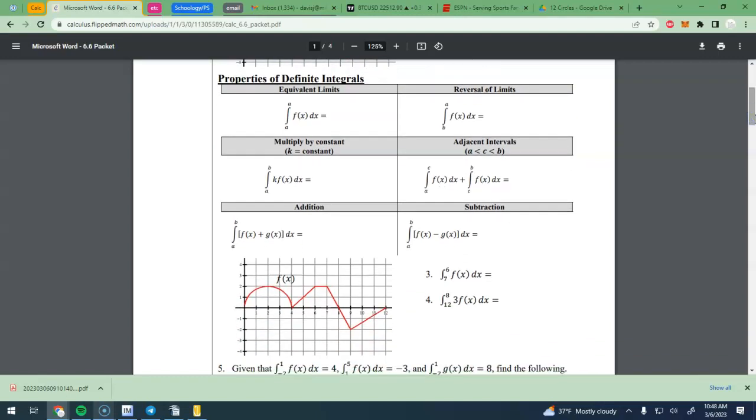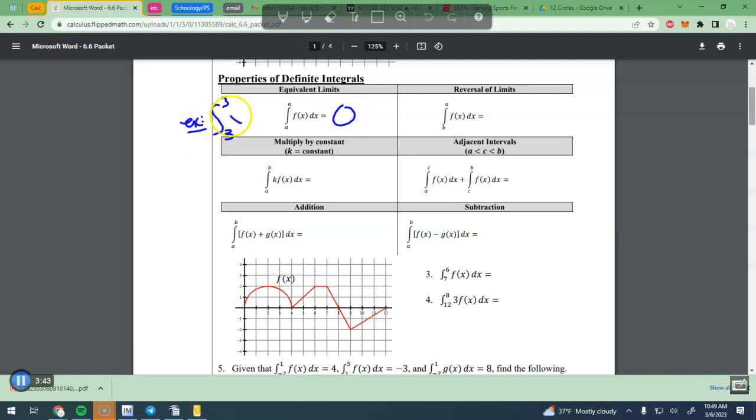So these are the properties. Two of these you don't even ever think about. You just do it. If I'm integrating from A to A, what's the area under any curve from 2 to 2? It's 0, because the base is 0. I don't care what the height is. 0 times the height is 0. So if these 2 numbers are the same, an example would be the integral from 3 to 3 of x squared. That's 0.